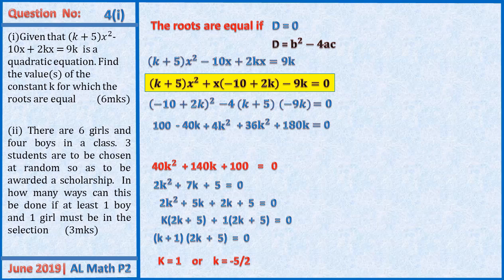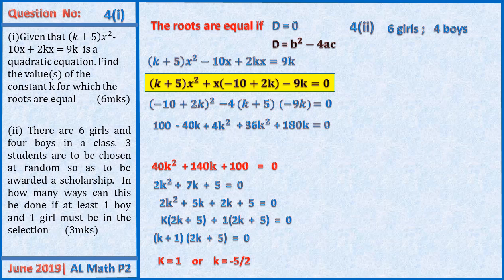Alright, that brings us to the second part of the question, which states that there are 6 girls and 4 boys in a class. 3 students are to be chosen at random to be awarded a scholarship. In how many ways can this be done if at least 1 boy and 1 girl must be in the selection? So in this selection, we first have to look for the number of ways to select girls and the number of ways to select boys.